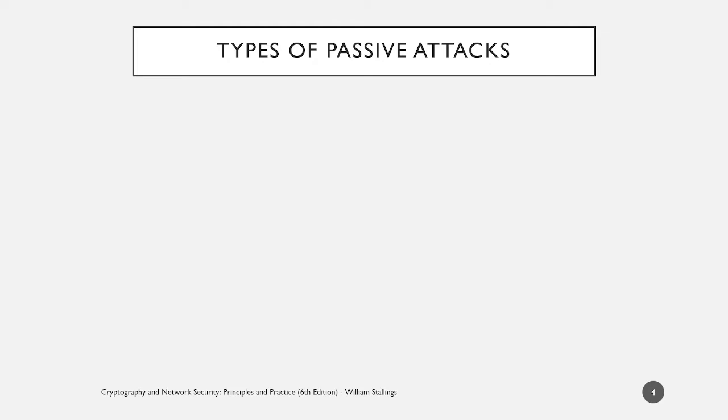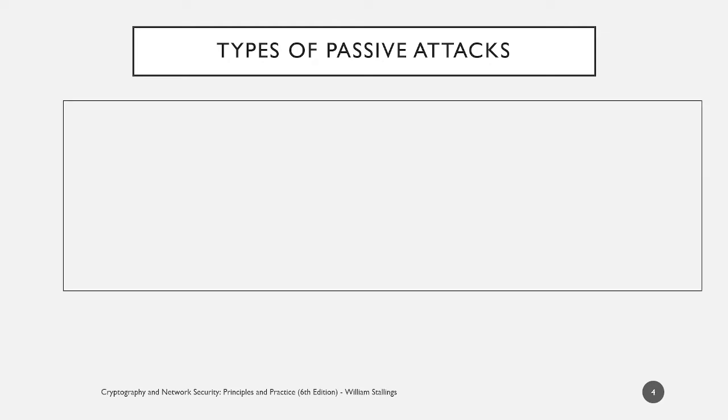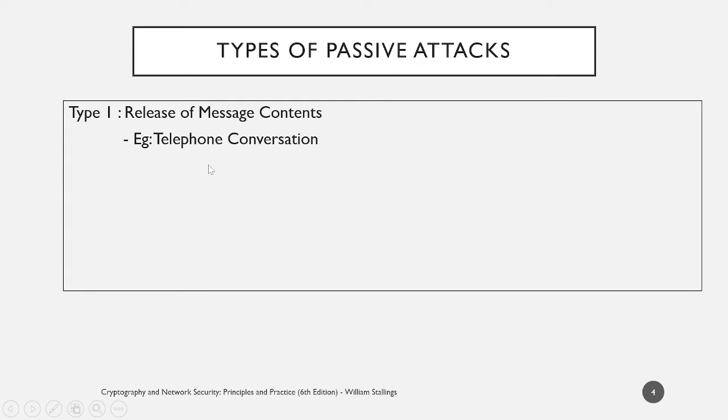Passive attacks also have different types. There are two types. One is the release of message contents. In release of message contents, the information that is shared between two people is known to the attacker. It is just like a telephone conversation with a person nearby. When two people are talking through the telephone, a third person sits nearby and silently observes the conversation. Here, there is no threat to the system resources.